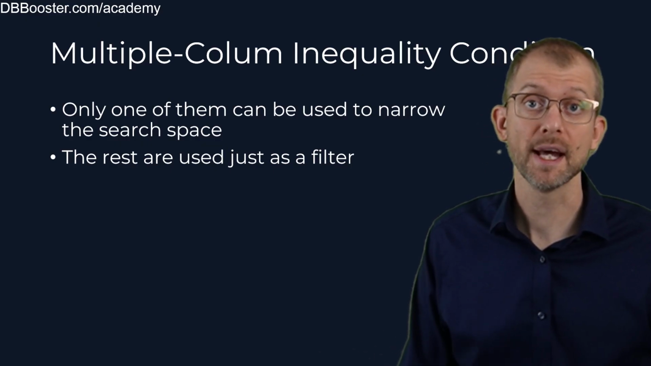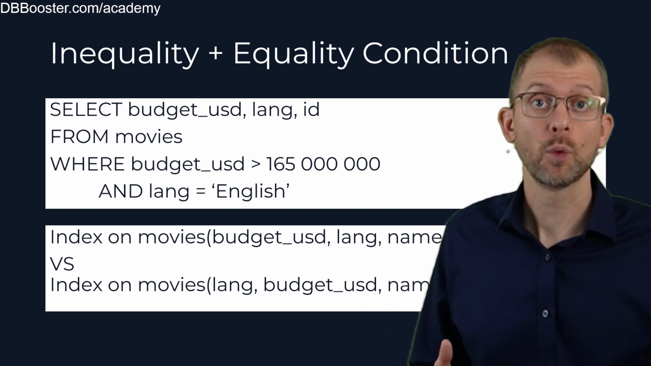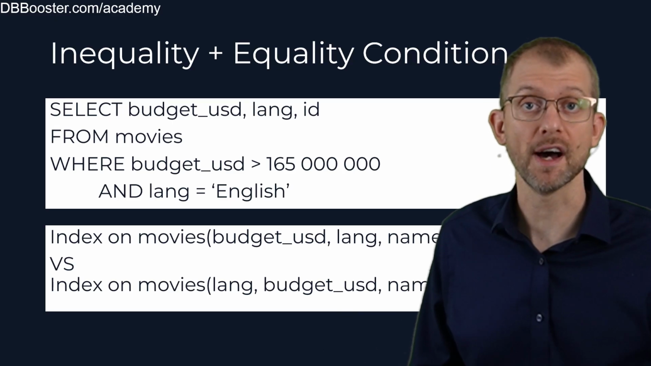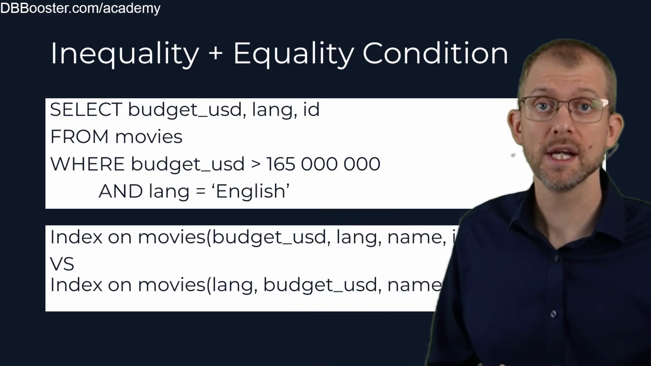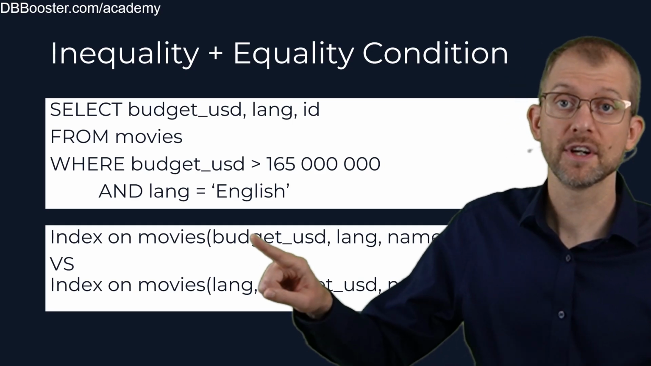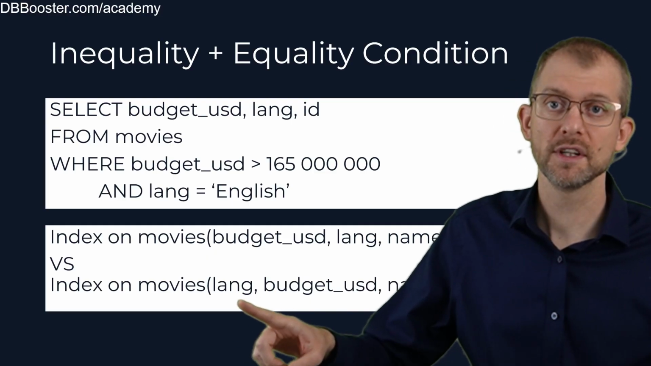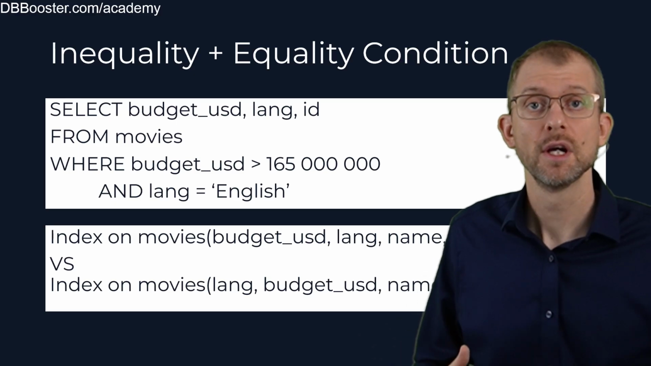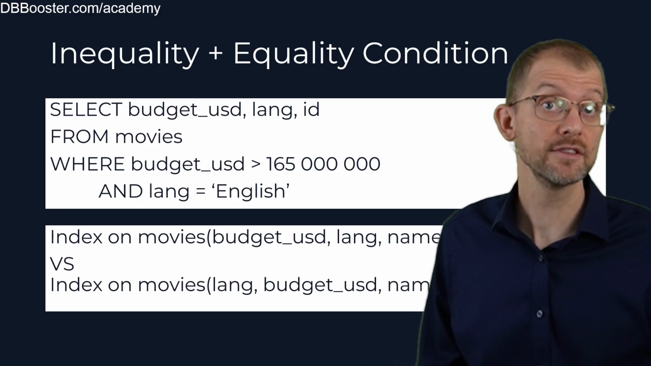Now let's combine an inequality with an equality condition. Our query selects movies where the budget is greater than 165 million and the language is English. We can create the index in two different ways, with budget first and language second, or language first and budget second. So the question is, where should we place the equality column to make this index work best?